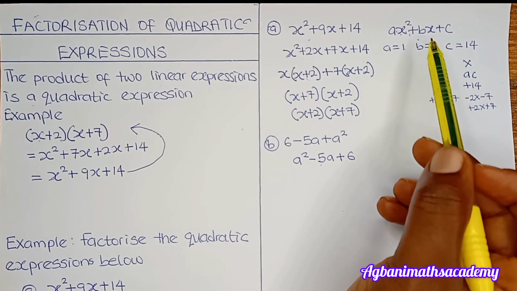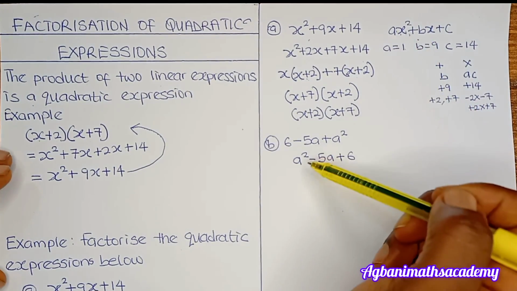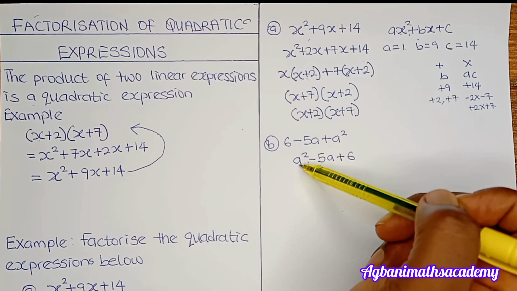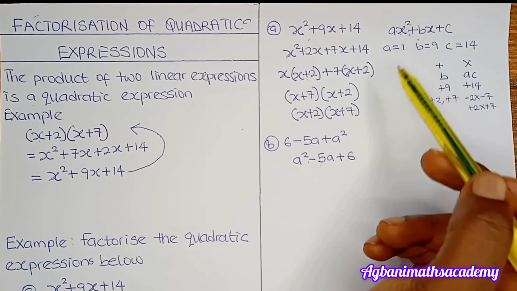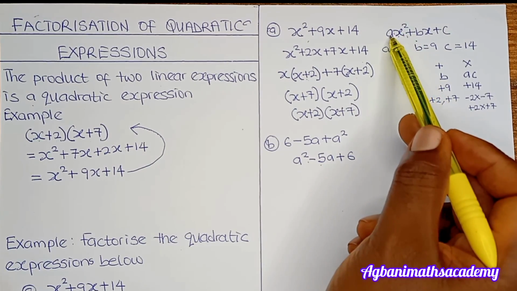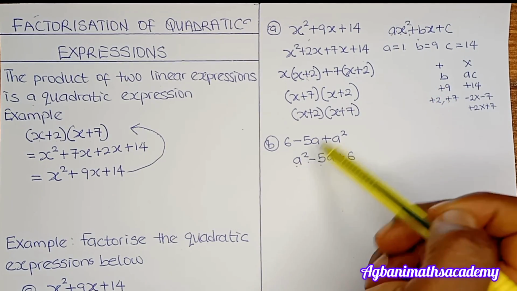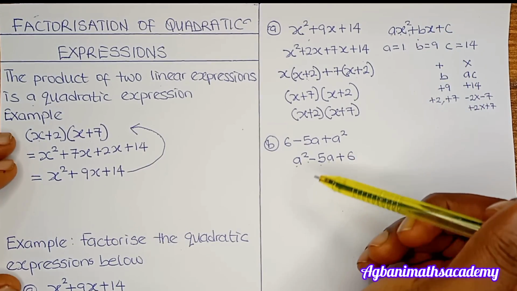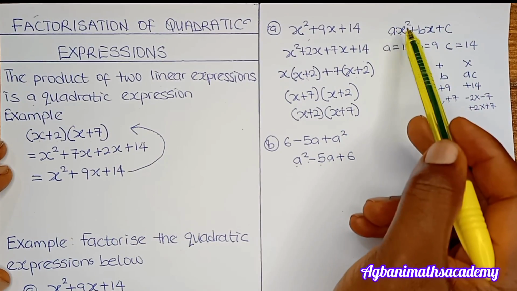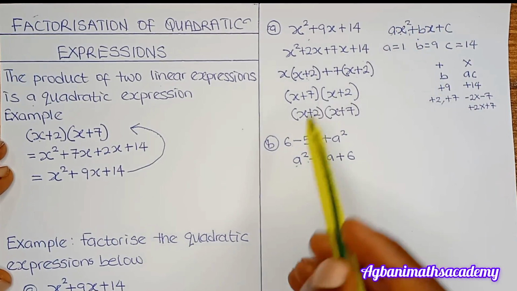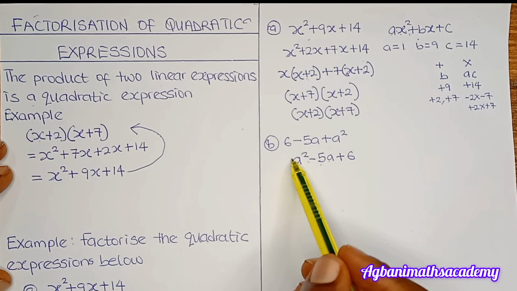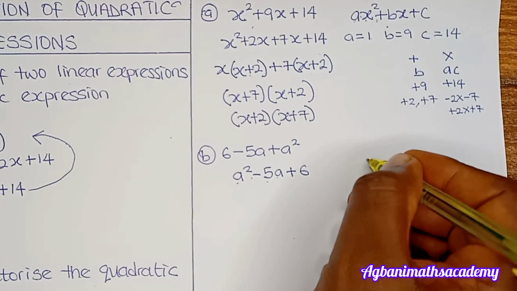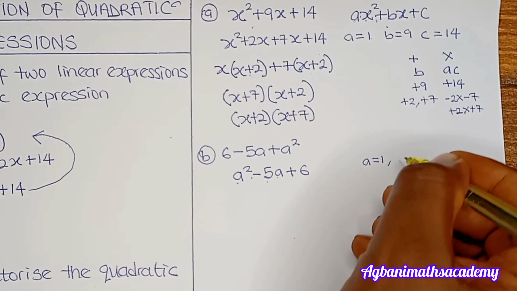Remember, all quadratic expressions are written in this form. So looking at this and comparing it to this, don't be confused. a squared, x squared, they are the same. We are not comparing a to a. So a squared is the same thing as x squared. a here is the same thing as x, okay? So now, a is the coefficient of this variable to the power of 2. So if you look at this variable to the power of 2, what is the coefficient? The coefficient is an invisible one. So we have a is equal to 1.